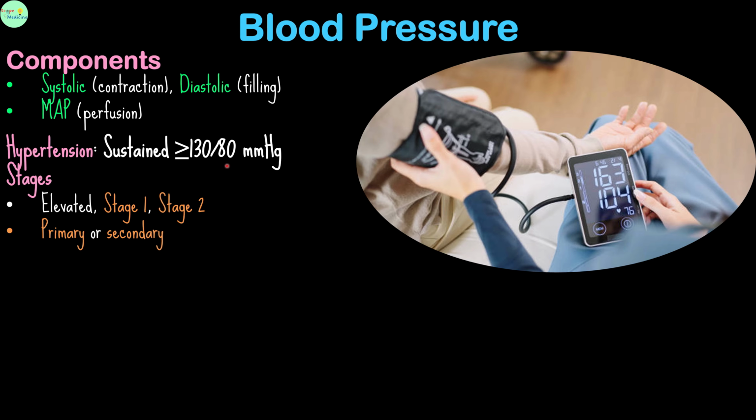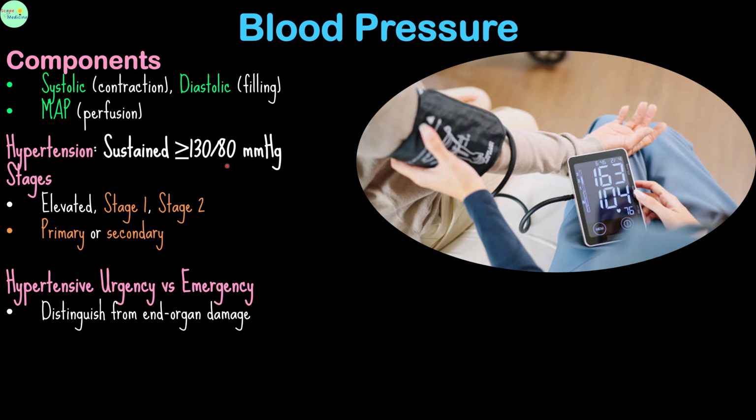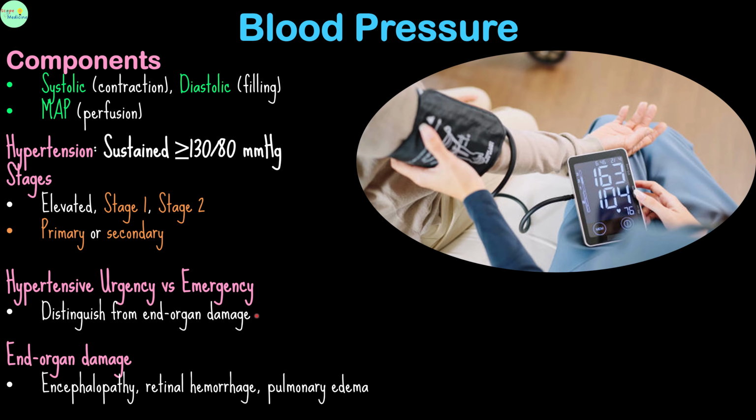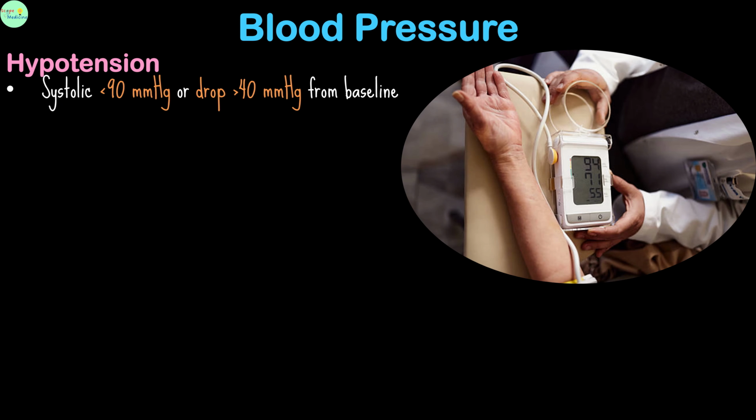It can be primary or essential hypertension or secondary to causes like renal artery stenosis or endocrine disorders. A critical distinction is between hypertensive urgency, which is severe elevation without acute end organ damage, and hypertensive emergency, which involves active damage such as encephalopathy, retinal hemorrhage, or pulmonary edema. Hypotension is typically defined as a systolic blood pressure below 90 millimeters of mercury or a drop of more than 40 millimeters of mercury from a patient's baseline.